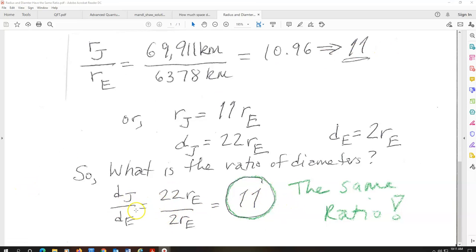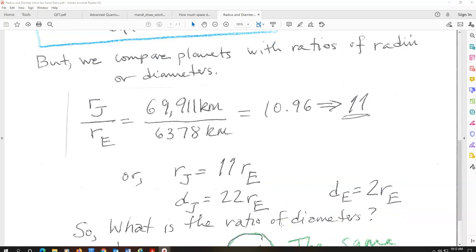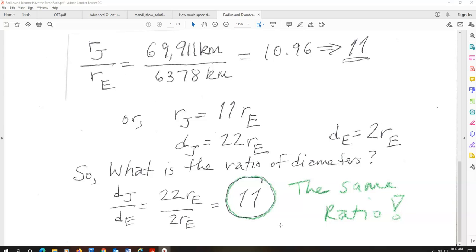Why is that? Because the diameter is twice the radius in both cases. That means there's a 2 in the top of this fraction and a 2 in the bottom. 2 times 11, that's where the 22 came from, and then 2 times 1 down here, that's where this 2 comes from. So the 2's in the top and bottom divide out, and you're just left with that same ratio of 11. So it holds true that the ratio of the diameters is the same as the ratio of the radii.